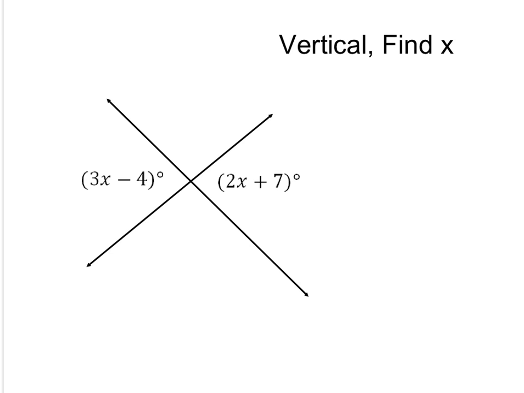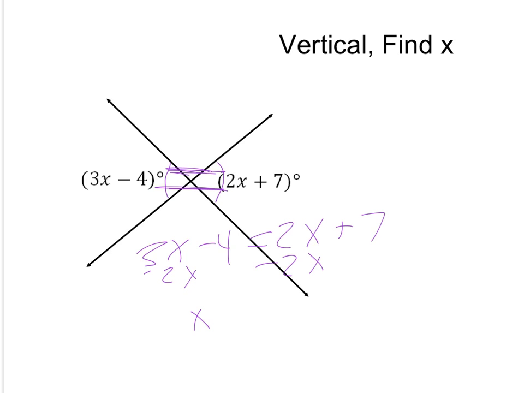Okay, another one like that. Again, these are vertical angles because they're across from each other. Since they're across from each other, it means they're equal because they're vertical, so we're just going to set them equal to each other. So we subtract our 2x and get x. We add our 4 and we get 11.